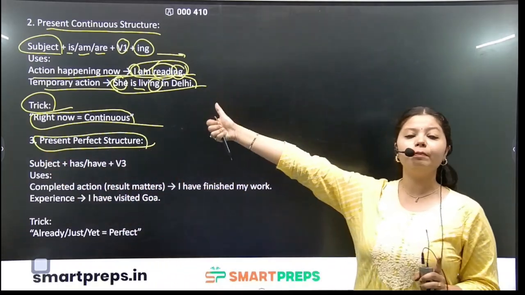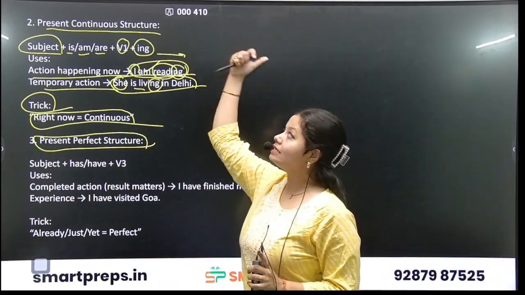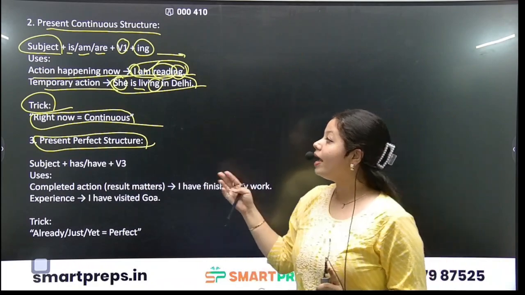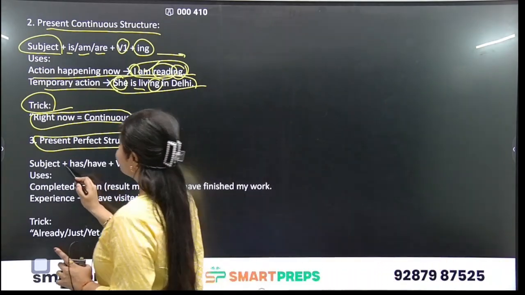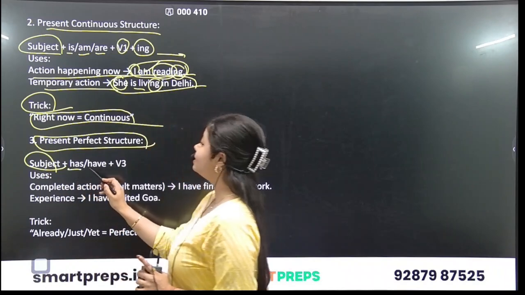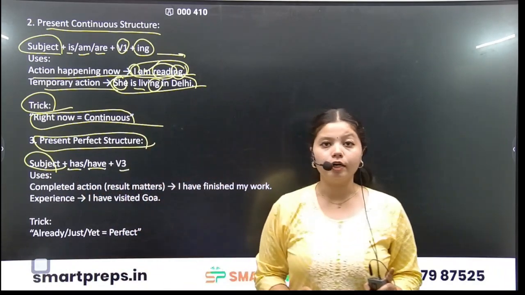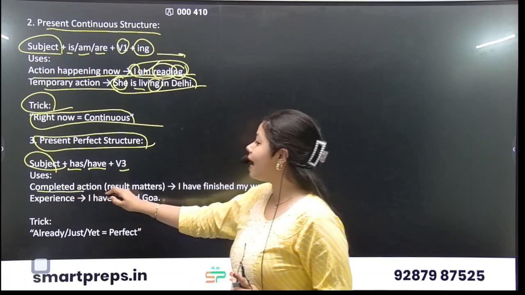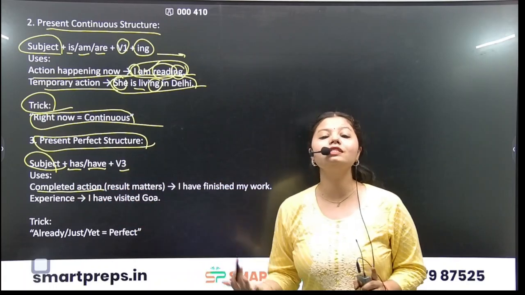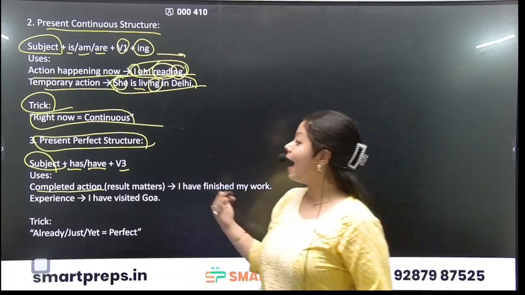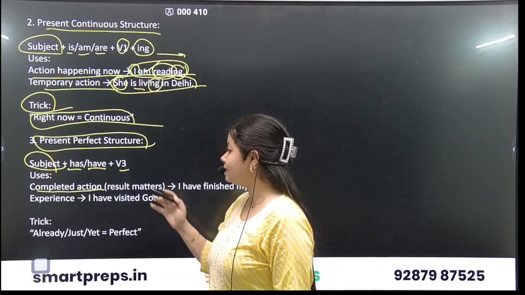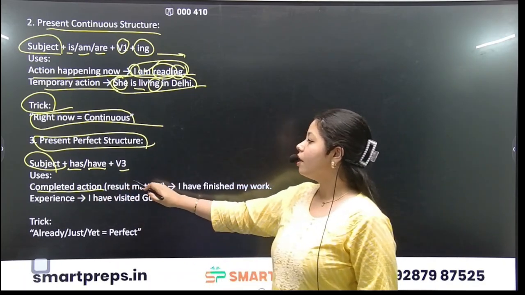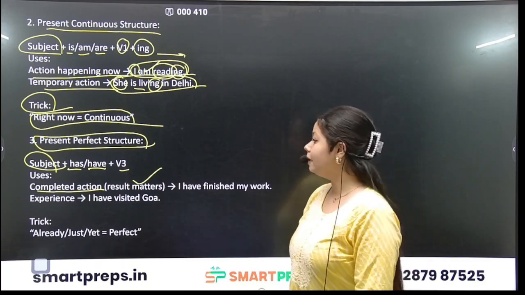Type 1 was simple present. The second one was present continuous. The third is present perfect. The structure is subject plus has or have plus the verb. When do we use present perfect? For a completed action, meaning the action that has already been completed, where the result matters.